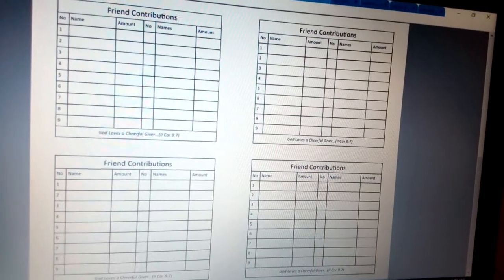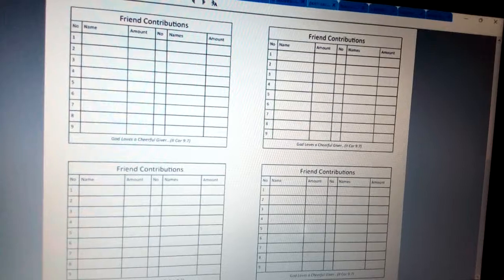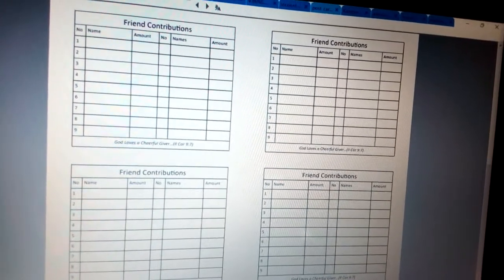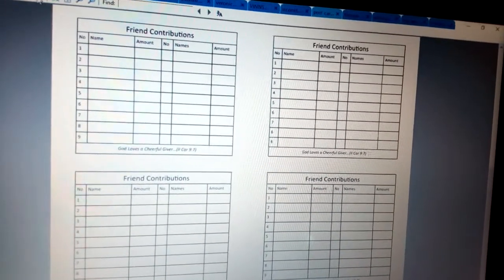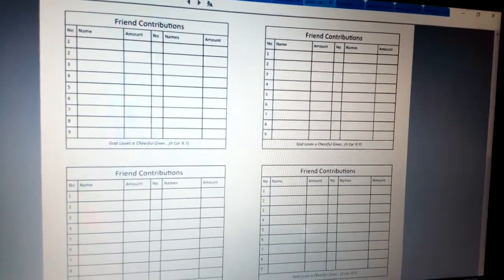We just require to insert or put the second page, so that once you print the first page, you then put the same paper inside the printer again. Then you print the other side of that page.